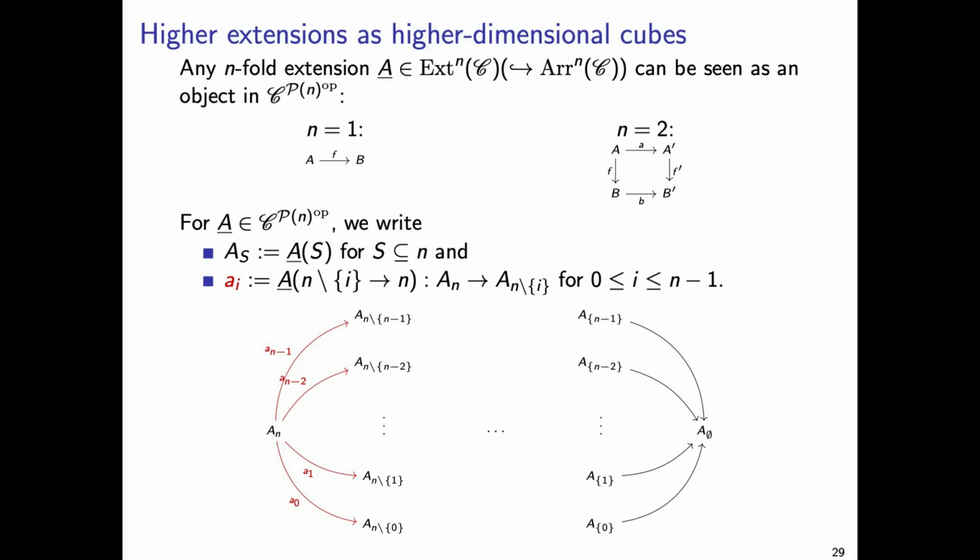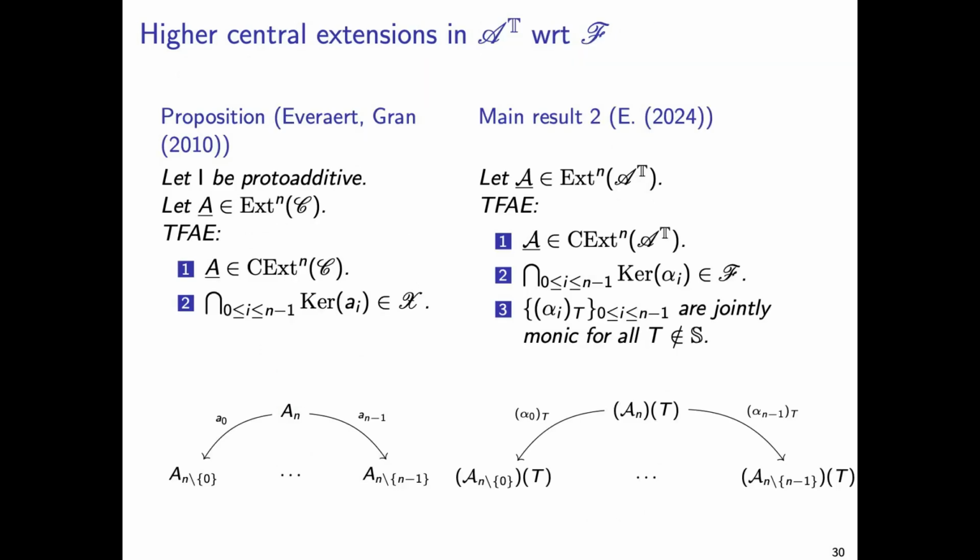So I can picture A as a cube diagram in C, where on the left-hand side I have the object A_n, and n morphisms starting from there, A_0 up to A_{n-1}. And then I can formulate the following. We also have a characterization of higher central extensions if I is not additive, exactly by this condition that the intersection of all the kernels of these morphisms A_i must be in X.